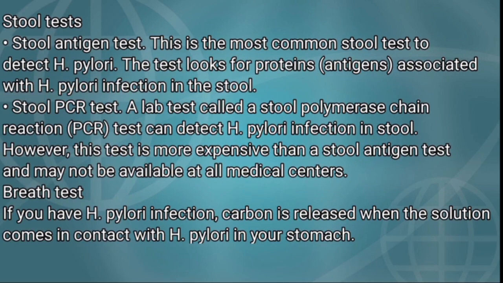Stool PCR test. A lab test called a stool polymerase chain reaction test can detect Helicobacter pylori infection in stool. However, this test is more expensive than a stool antigen test and may not be available in all medical centers. Next one is the breath test. If you have Helicobacter pylori infection, carbon is released when the solution comes in contact with Helicobacter pylori in your stomach. These are the diagnoses of Helicobacter pylori.